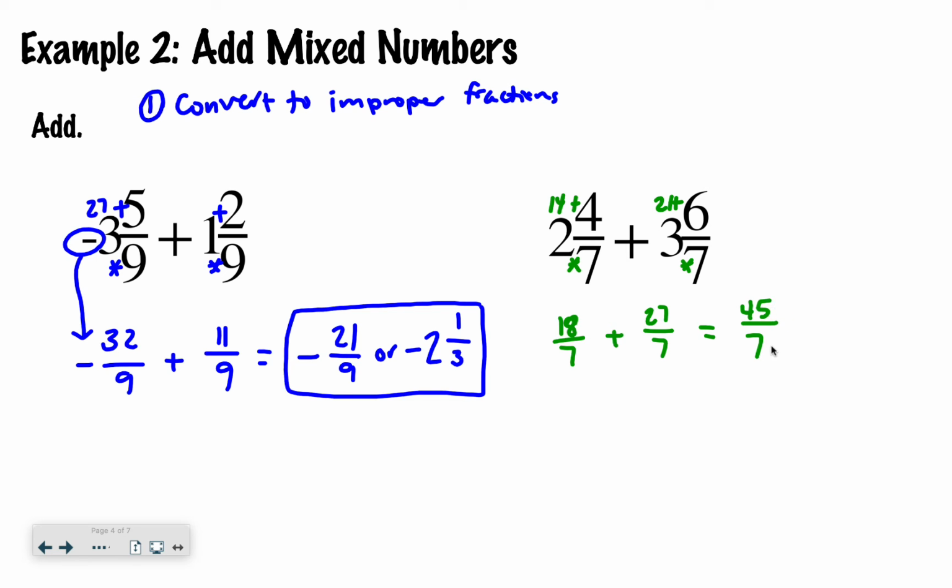Okay, so then I could leave it as an improper fraction or convert it to a mixed number. 7 goes into 45 6 times without going over. And 6 times 7 is 42. So 45 minus 42 is 3/7. So these are the two possible answers.